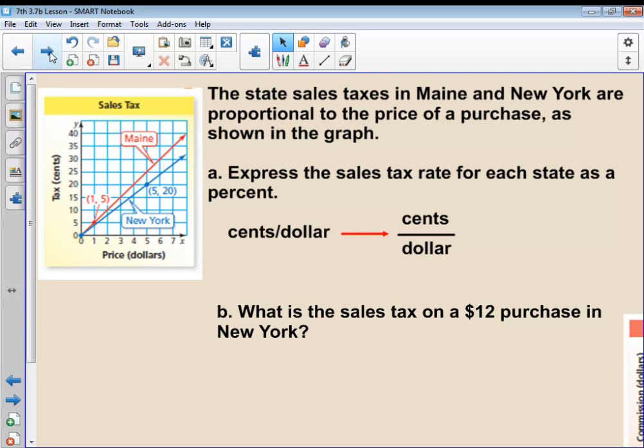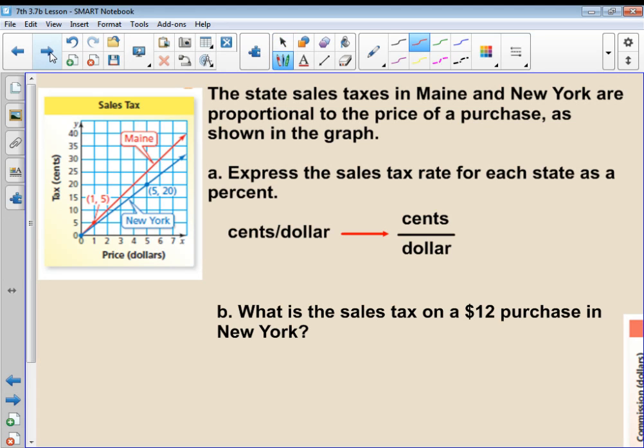So here it says the sales tax in Maine and New York are proportional to the price of a purchase, as shown in the graph. In other words, you're going to pay so much per dollar of sales tax. Just like in Iowa, it's 8 cents, I think, in most places. Some places are different because maybe their county has a higher percentage rate. It says express the sales tax rate for each state as a percent. So we're going to do our cents per dollar.